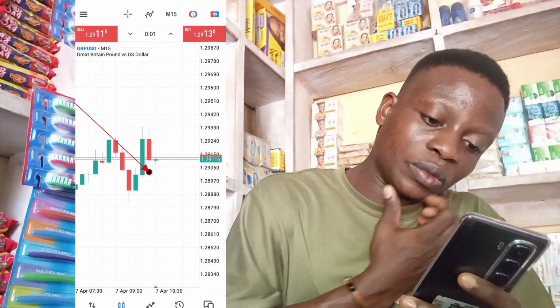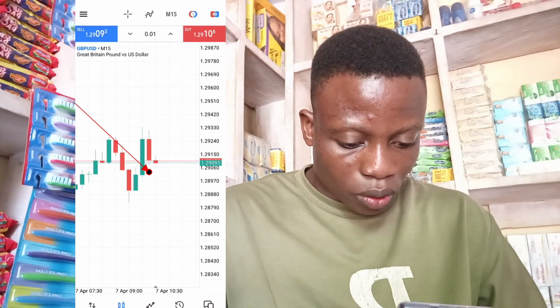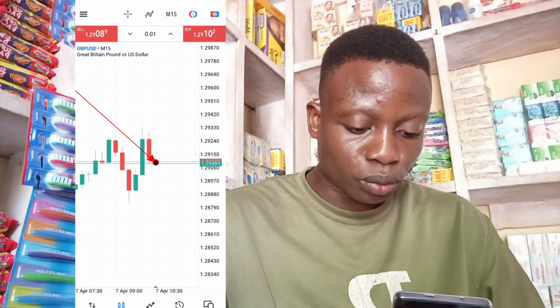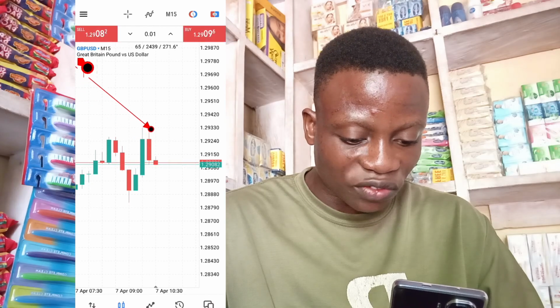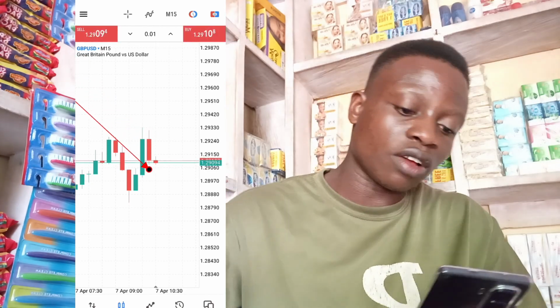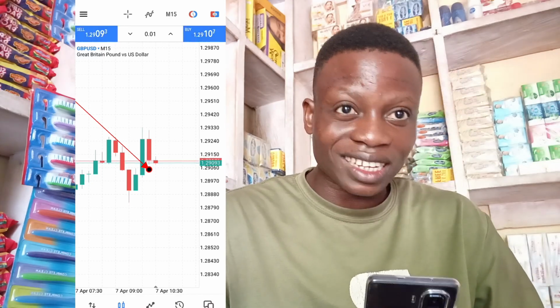So we are still waiting for this particular one to close. And if it closes bullish, a bullish engulfing, like if it engulfs this particular candle, then our stop loss will be here. Then we enter for a buy, because what I'm targeting is a buy.